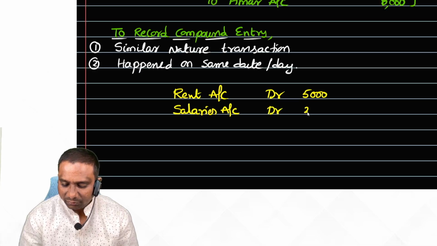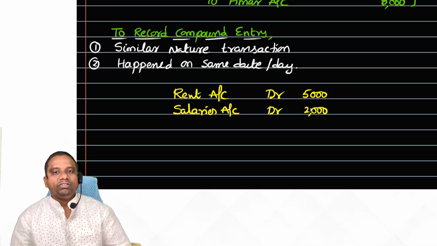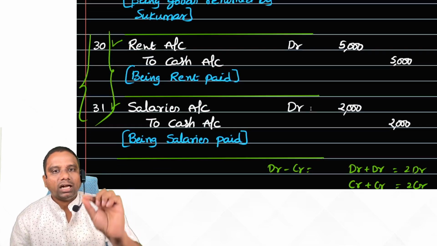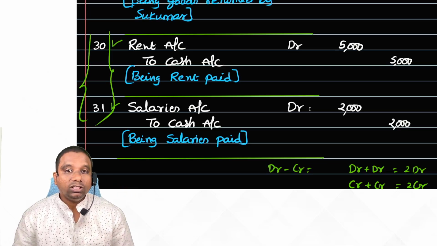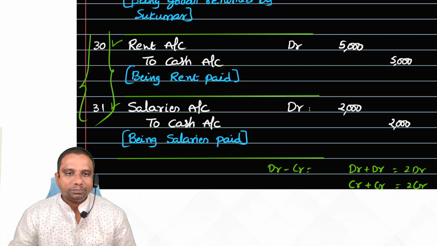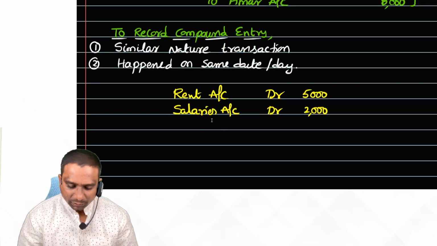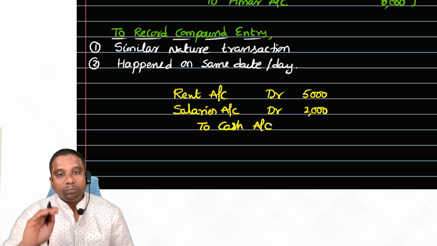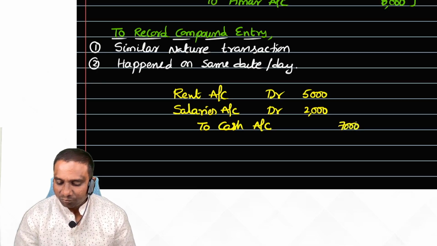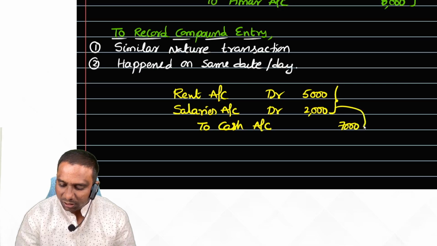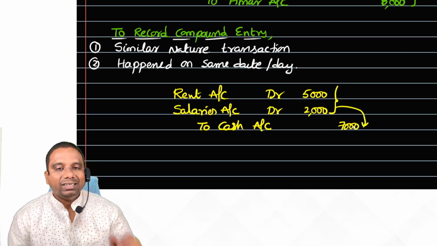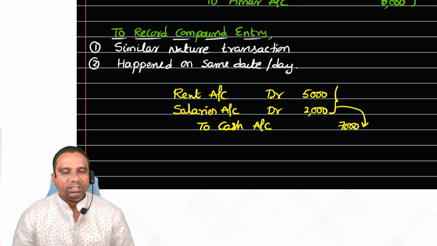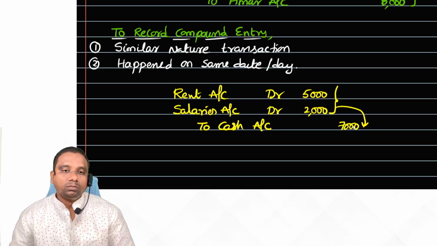Salaries account debit 2,000. With this debit we have written. Now if you observe credit, we have cash and cash. Both are cash account only. If both are cash account, then we can add. Yes or no, students? To cash, 5,000 plus 2,000, 7,000. Now check whether debit is equal to credit or not. Yes, sir. Debit equal to credit. Yes. So like this, we record the compound.